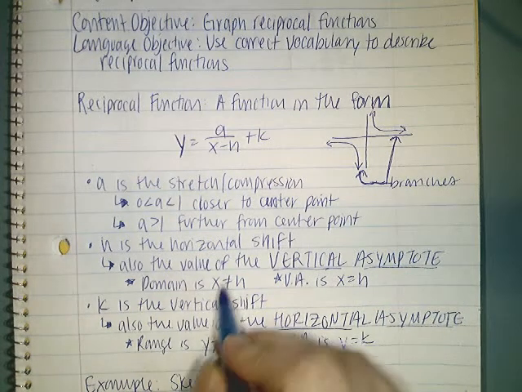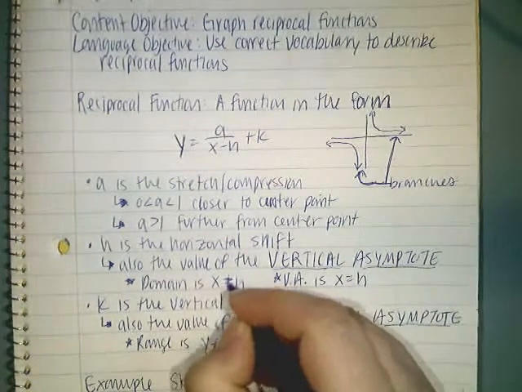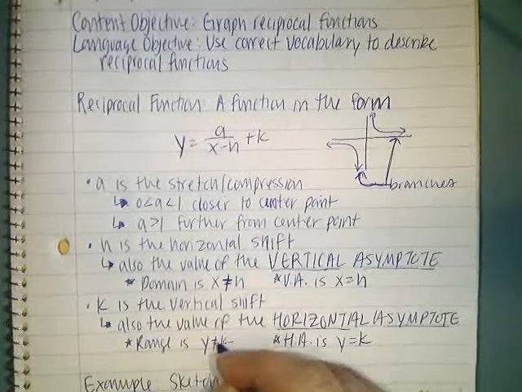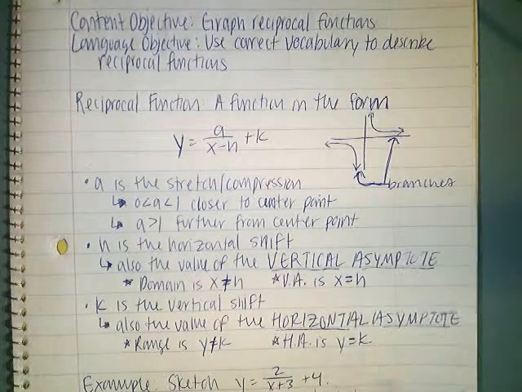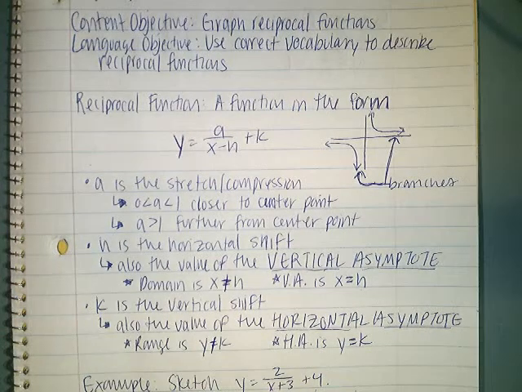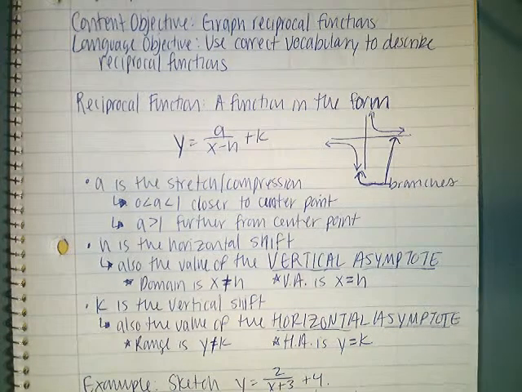One thing I want to note is that when you talk about domain and range, you're talking about values they do not equal. When you write the asymptote, you write it as equal to. So you write an asymptote as equal to, and you write domain and range as not equal to.